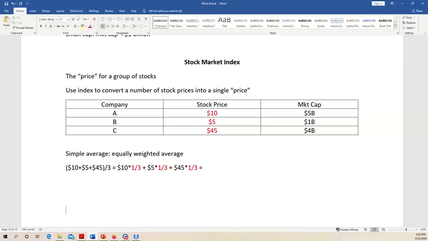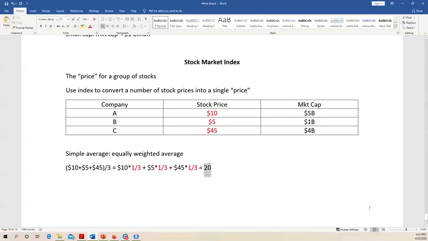So what's the answer here? Let me find out the answer. So the average is equal to 20. Let me ignore the dollar sign. Okay. So here we have just created a very simple stock market index.